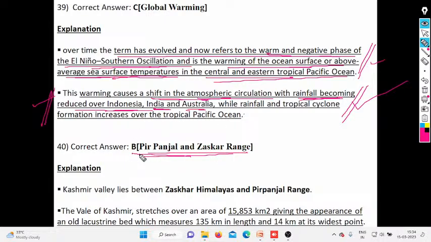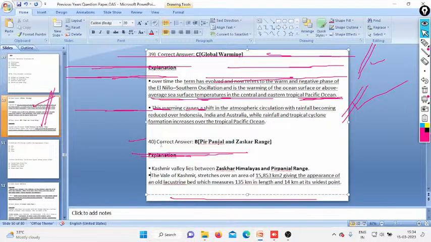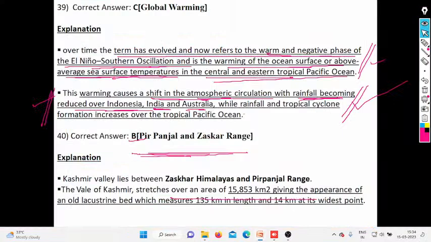Correct answer, देखिए: Pir Panjal and Zanskar. The Kashmir Valley lies between the Zanskar Himalayas and the Pir Panjal range particularly.